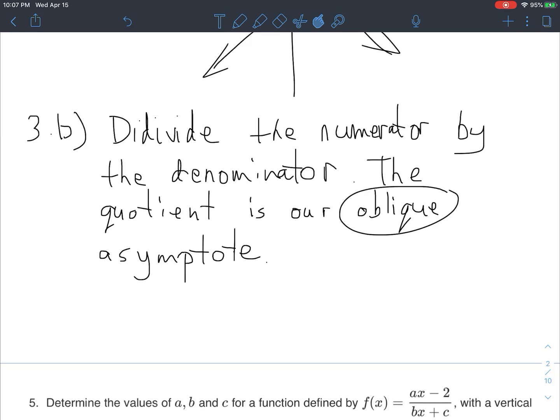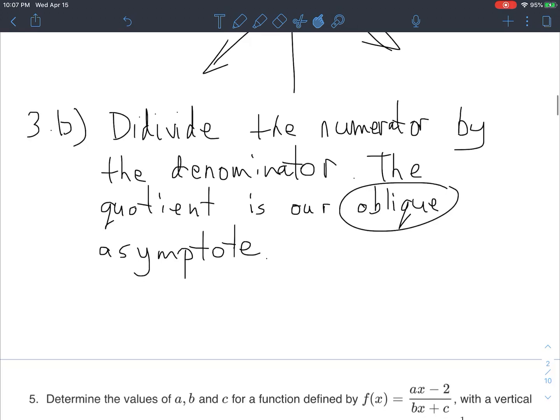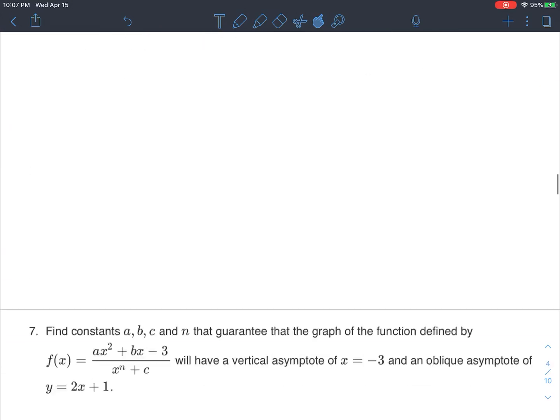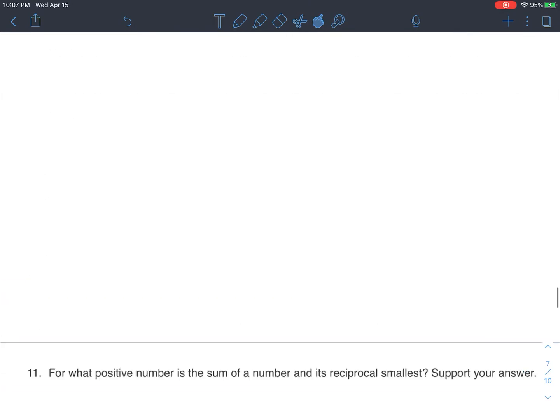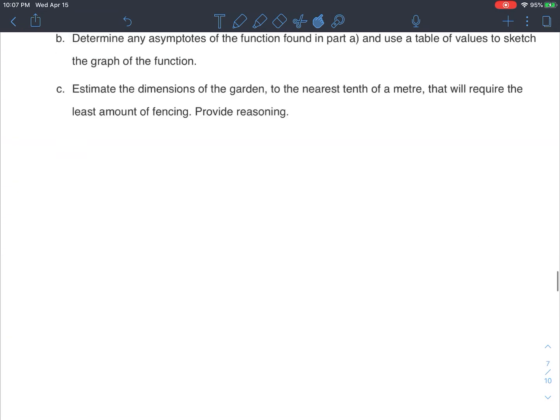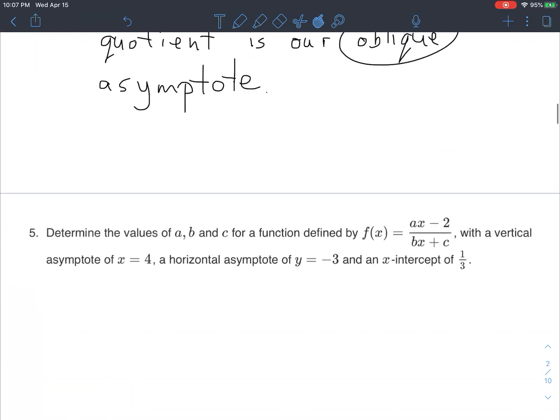Okay, so I'm going to end this video for now so it's not too long, and I'll continue with number 5. I'm going to do 5, 6, 7, 8, 9, 11, and number 2 from the assessment part. I'll post all those different videos.